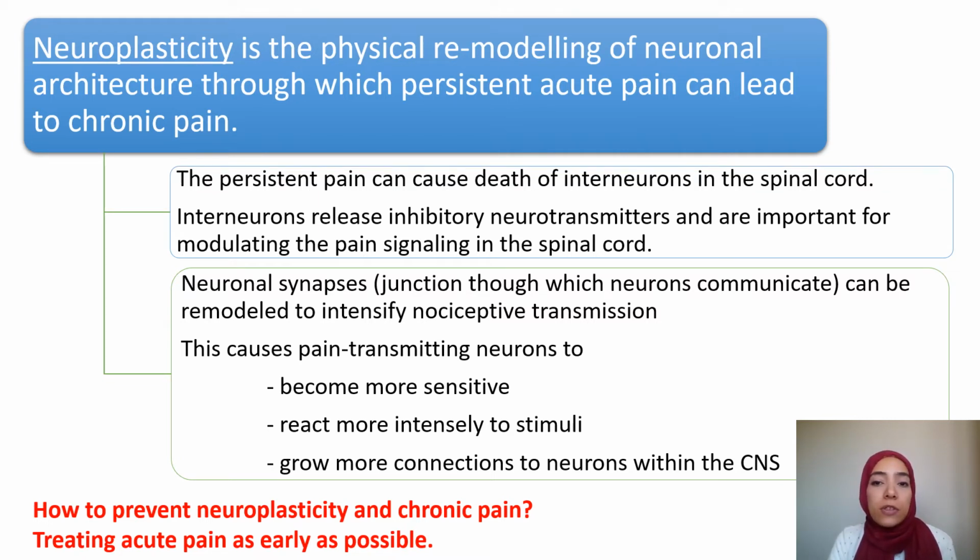And the cool thing about them is that they can change and adapt, which helps us learn and develop skills. But when they are constantly bombarded with pain signals, they can remodel to intensify pain signal transmission, causing neurons to become more sensitive, they act more aggressively to stimuli, and even grow more connections to the central nervous system to transmit the pain signals. So to prevent neuroplasticity and chronic pain, it's very important to treat acute pain as early as possible, so as not to give the nervous system a chance to change its architecture.